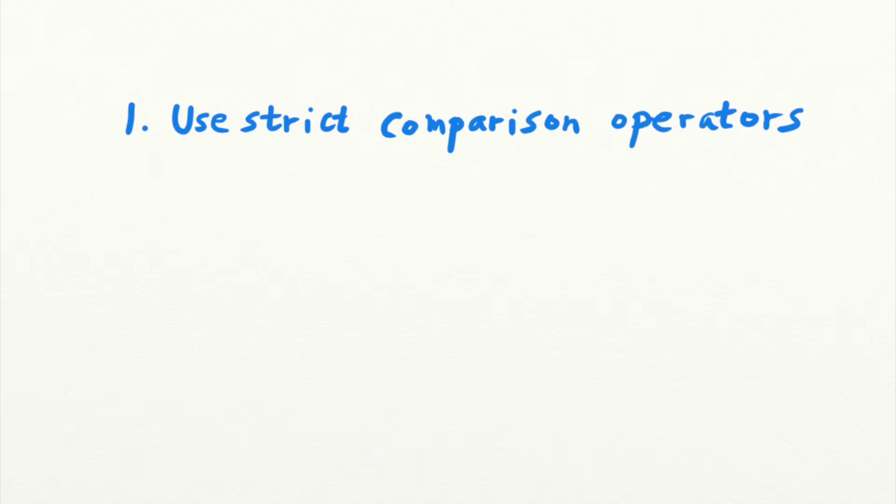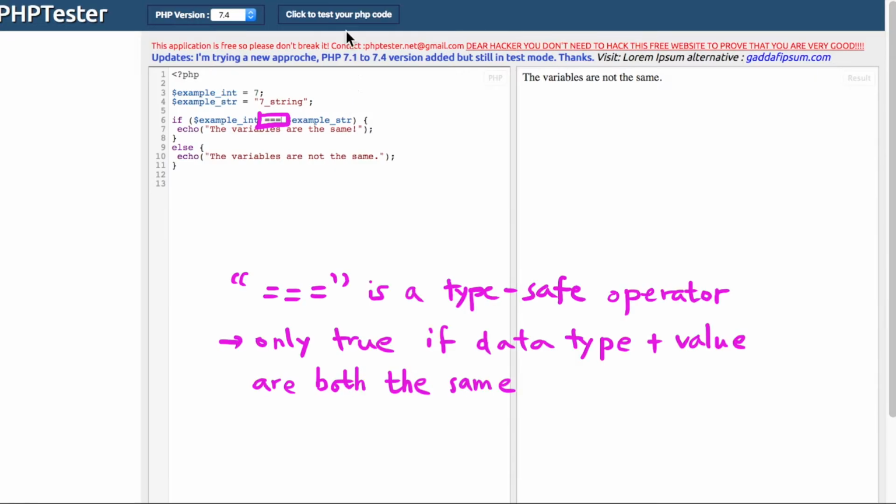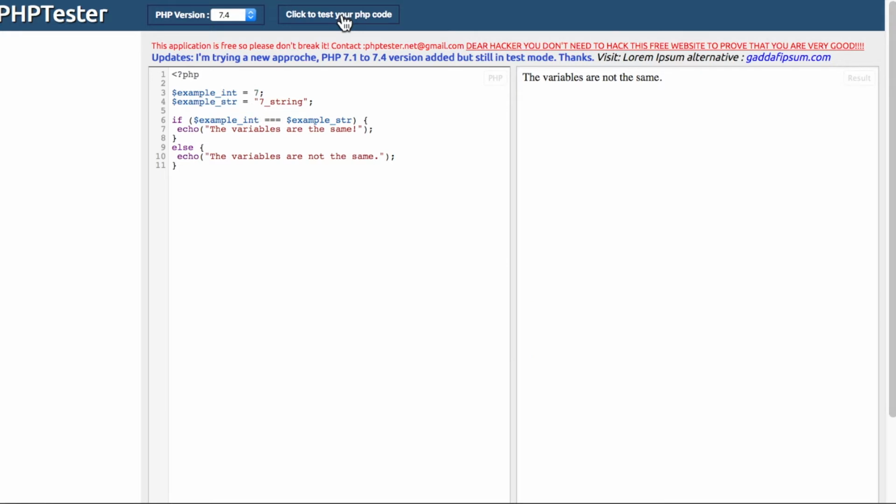When comparing values, always try to use the type-safe comparison operator instead of the loose comparison operator equal. This will ensure that PHP does not type juggle, and the operation will only return true if the data types of the two variables also match. This means that this condition will return false, and this condition will return true.